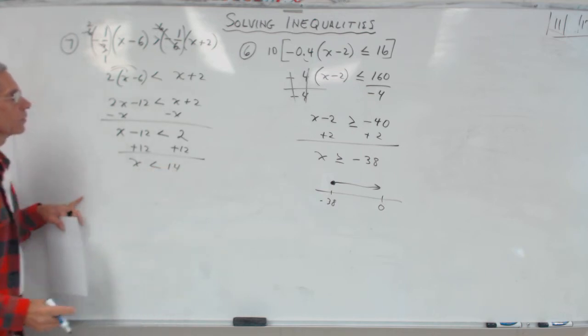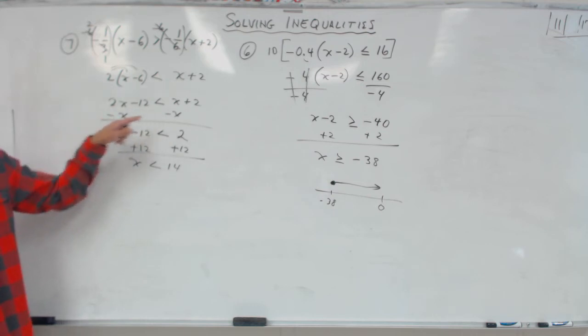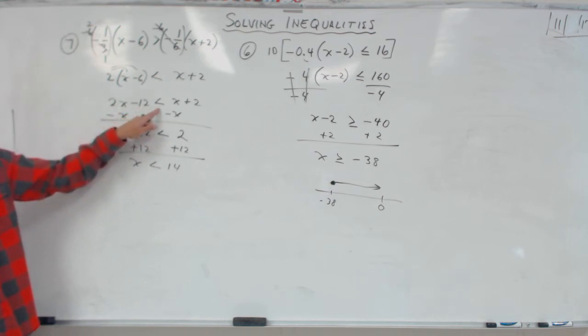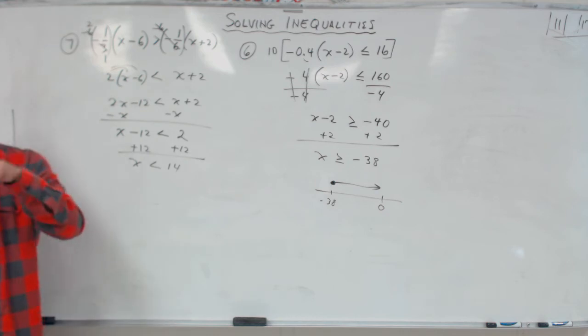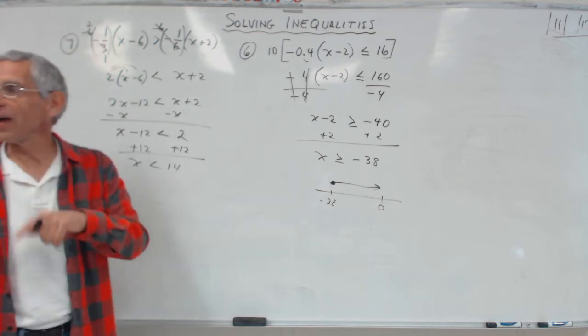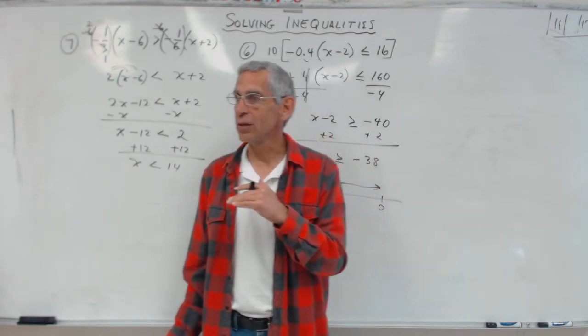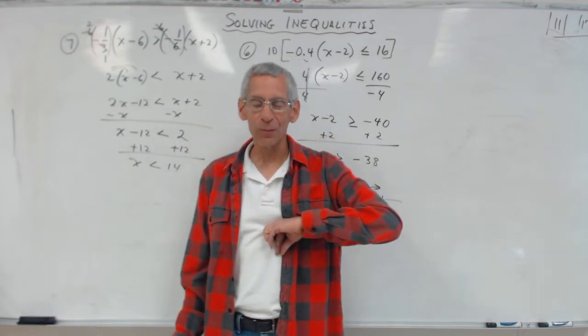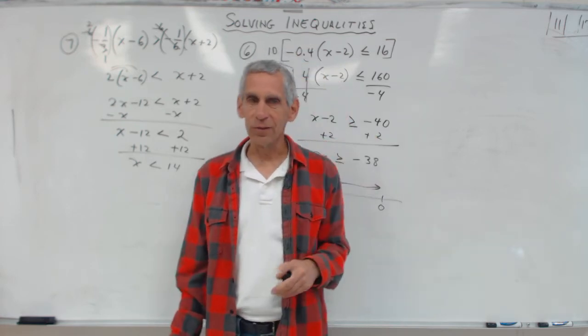That makes sense. Oh, wait a minute, but here I subtracted on both sides. Shouldn't I flip this sign? No, because it's not negative. It's not multiplication or division. It's totally fine to subtract from both sides without flipping the inequality. It's just when you multiply or divide by a negative number. Is that clear as mud?